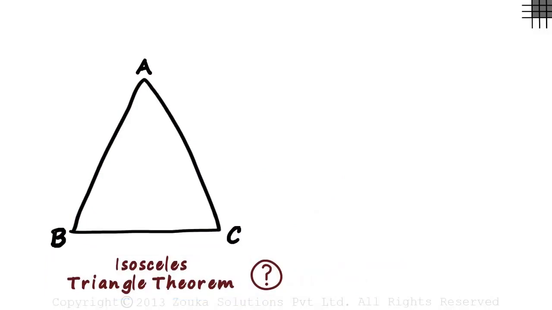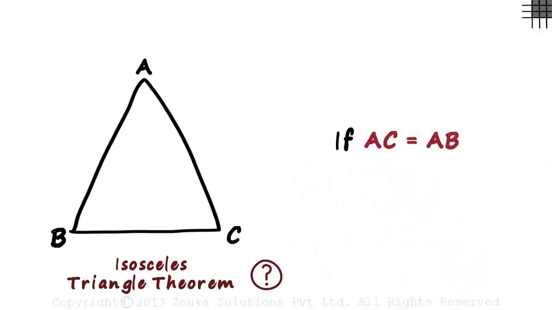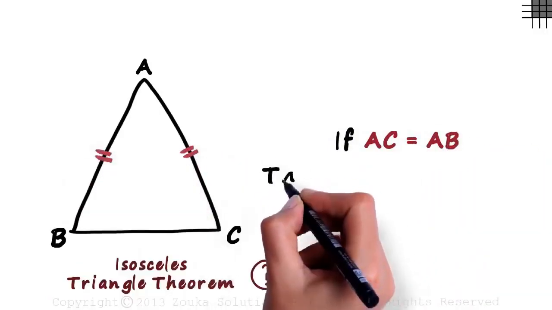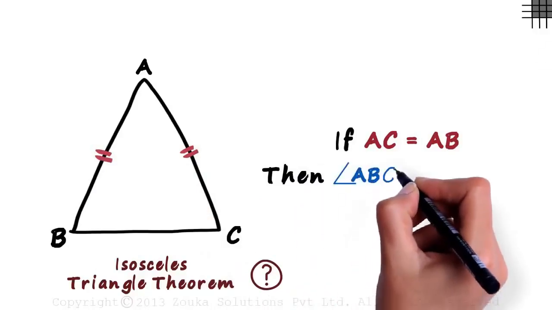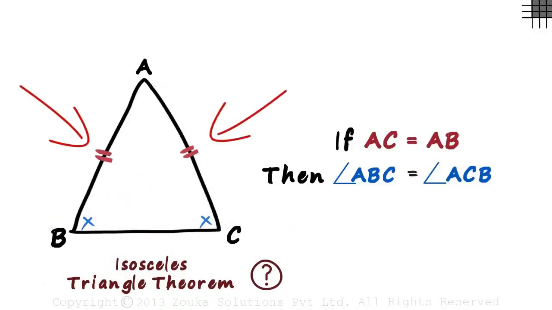The theorem tells us that if side AC equals side AB, that is, if this side equals this side, then measure of angle ABC will also be equal to that of angle ACB. This angle, which is opposite to this side, will be equal to this angle, which is opposite to side AB. If the two sides in a triangle are equal, then the angles opposite them are also equal.